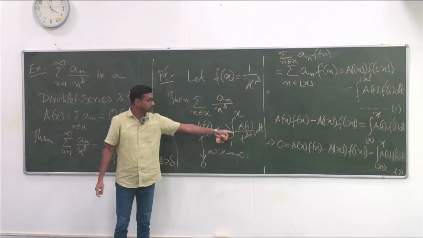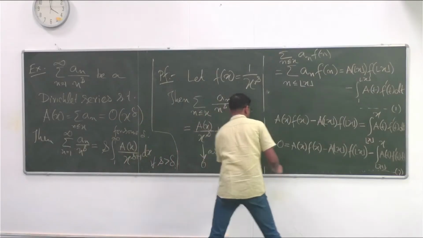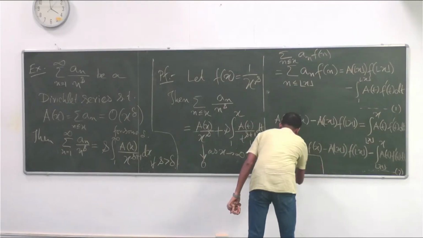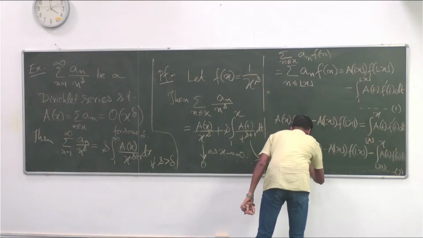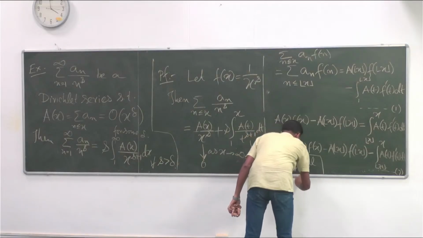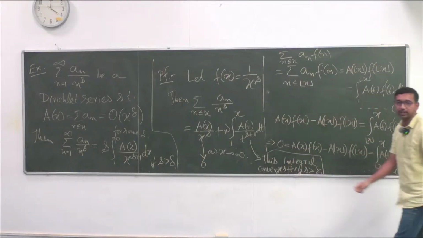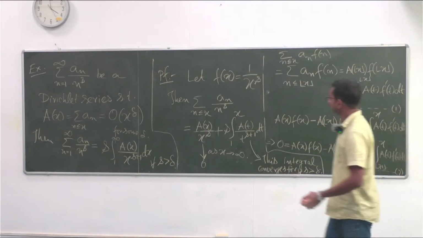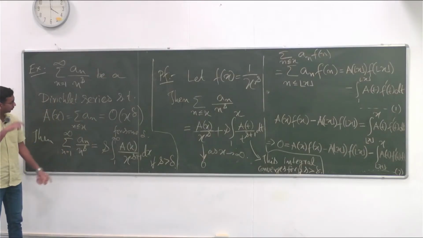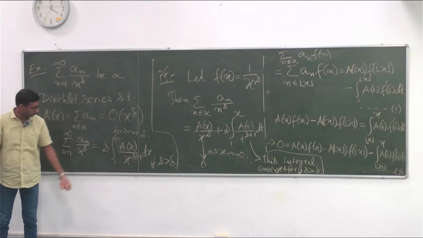And of course this integral converges because A(t) is of size t power delta, and so this integral converges for all s greater than delta. So indeed you have obtained that the series is given by this integral, if the summatory function of a_n is of this order.